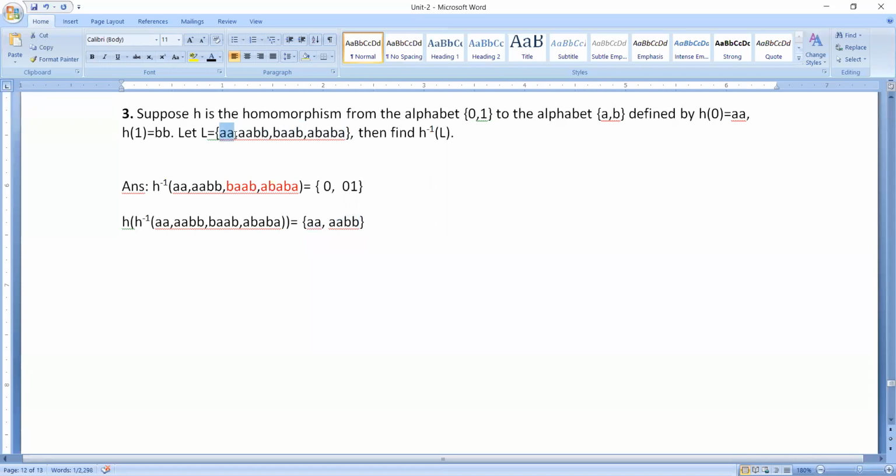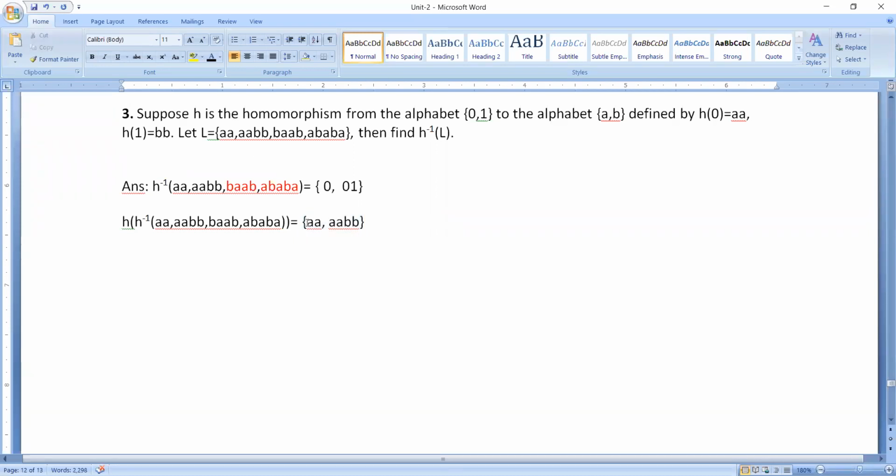What are the two strings? AA and then double A, double B. And these two strings, what happened to these two strings? These are the two strings for which we are not able to apply the inverse homomorphism function. Now, as we are able to get only two strings, what I want to tell you is, when we apply the inverse homomorphism function on a certain language L, it is possible that your resulting language might be a subset of your original language.